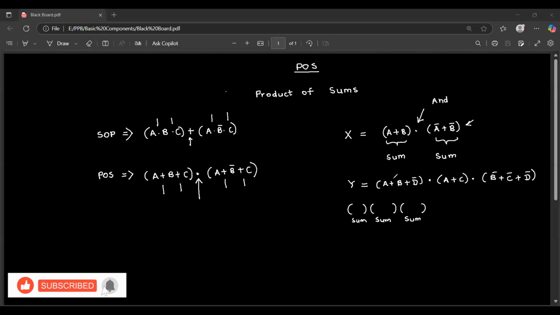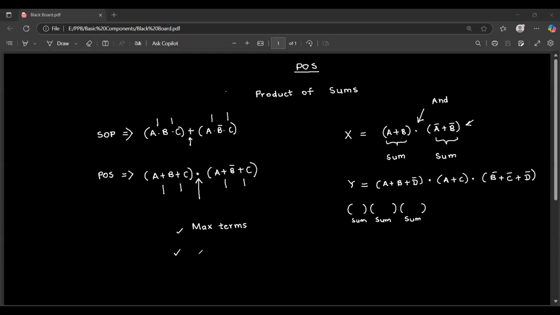So why do we need this? Well, there are mainly two applications. One is when we are talking about max terms, which I will teach you in a few videos ahead. And then we need this when we are using NAND gates to represent different expressions, representing the expression using only NAND gates, which we will cover in future videos. So these are the two applications.